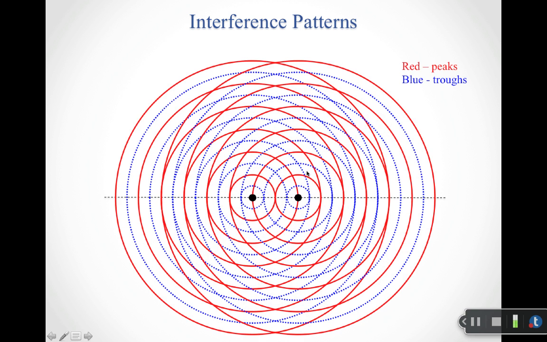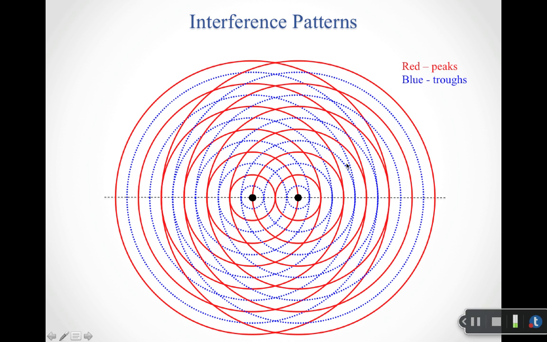So for starters, let's be clear about what the red and blue means. We happen to have stopped when the wave we're emitting from each source is just about to emit another peak. And so here's a peak, and then it goes half a wavelength to a trough, then back to a peak. So going from red to blue to red, that's one full wavelength.